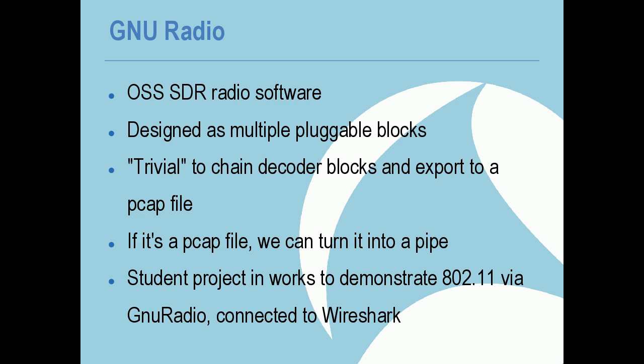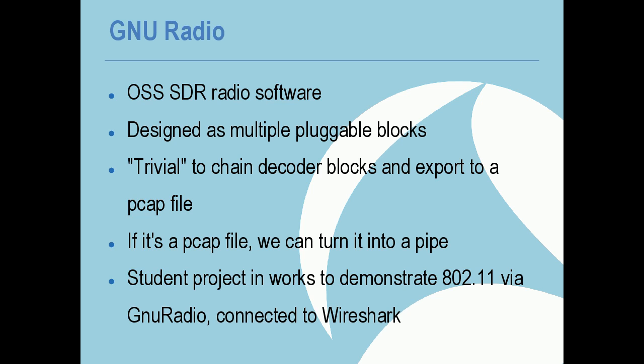So right now, almost all the SDR stuff on Linux anyway goes through GNU Radio, which is open source SDR radio software. It's architected as multiple blocks, so they can be written in C or I've seen them written in really weird things. But ultimately there's a Python interface to almost all of them. It's designed as multiple pluggable blocks.